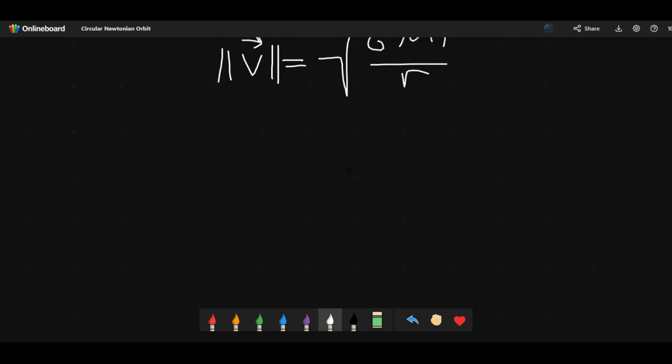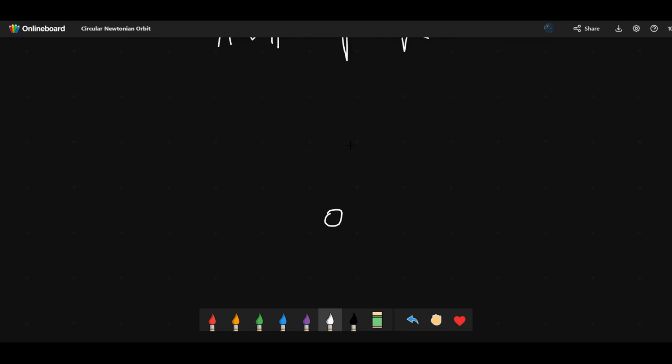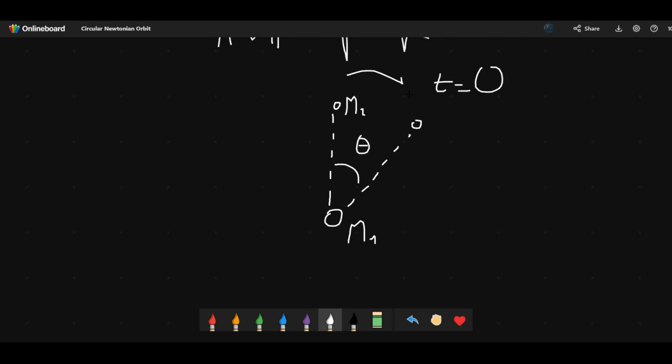In this case, let's use spherical coordinates or polar coordinates and create a much more specific diagram of the system to be more clear. So this is our mass. This is at t equals 0. Let's denote the angle between the second mass and the first mass as theta. So this is the second mass, this is the first mass, and this is the second mass sometime in the future, assuming it's going this way.